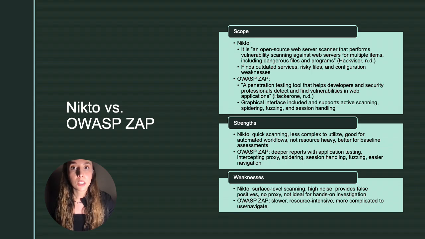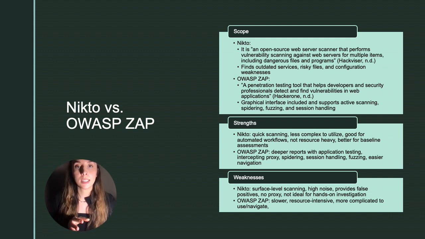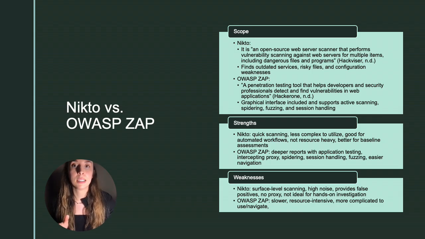The next one is OWASP ZAP. It is a full web application security testing platform with a graphical interface, and it dives deeper than Nikto, supporting active scanning, spidering, fuzzing, and session handling. It also has features such as a built-in proxy that lets testers capture and modify web traffic, which makes it more effective for manually examining issues like CSRF and XSS. However, keep in mind that OWASP ZAP is more resource intensive, so it will be slower.